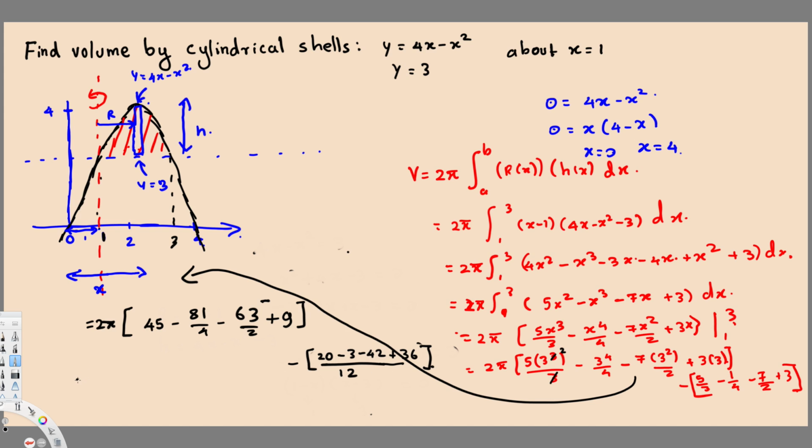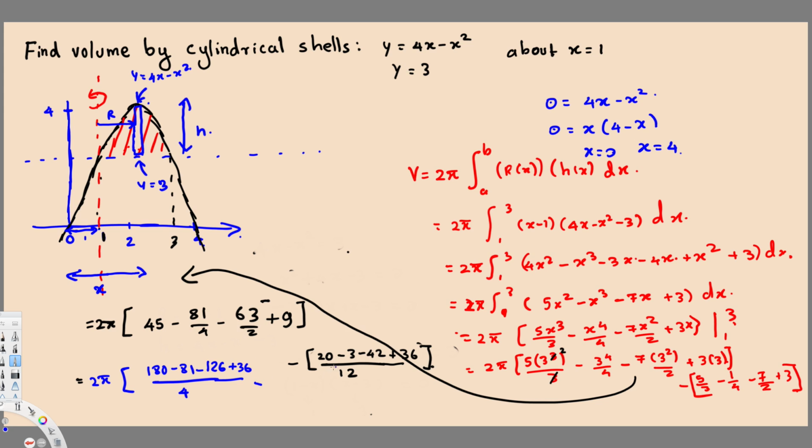Okay, so now let's simplify this one. We have 2π, 5 right here. And then here let's try to take a common denominator. 2 and 4. We can take 4 as our common denominator. So if we take 4 as the common denominator, this is going to be multiplied by 4. 45 multiplied by 4 is going to be 180 minus 81 minus 63 multiplied by 2 is going to be 126. Then 9 multiplied by 4 is going to be 36.